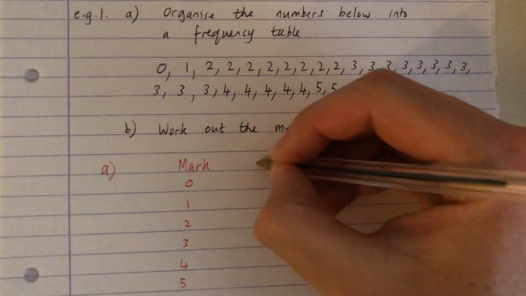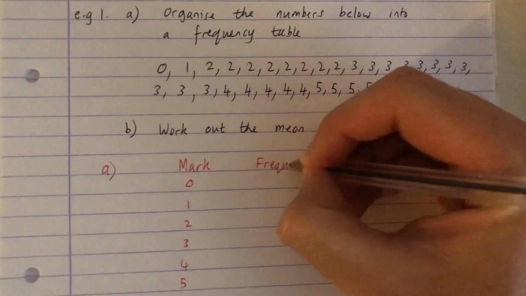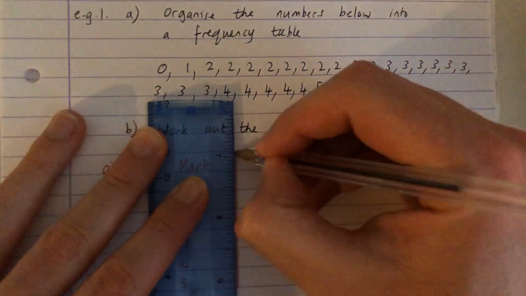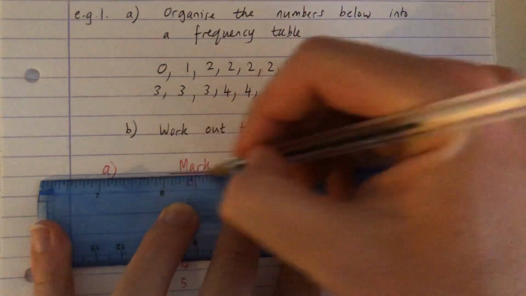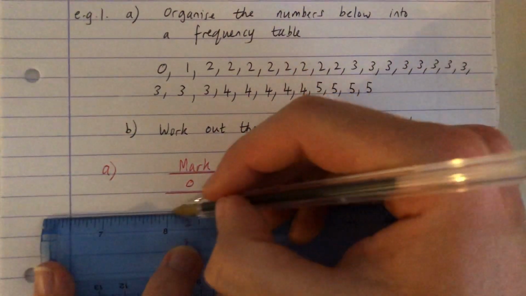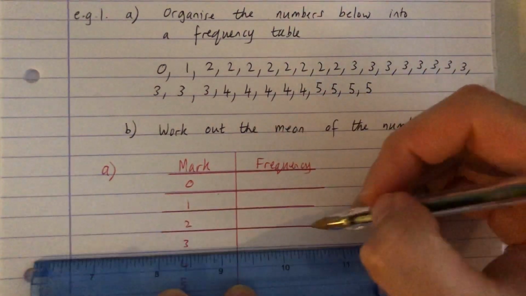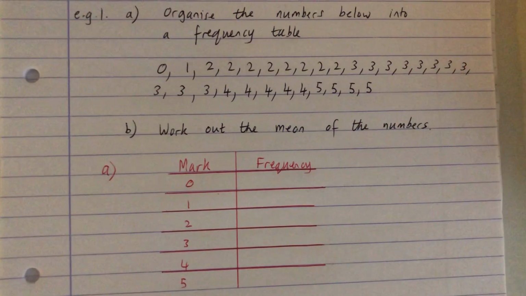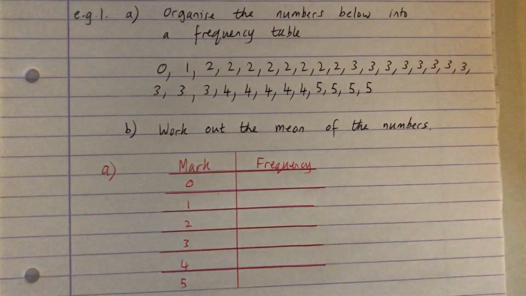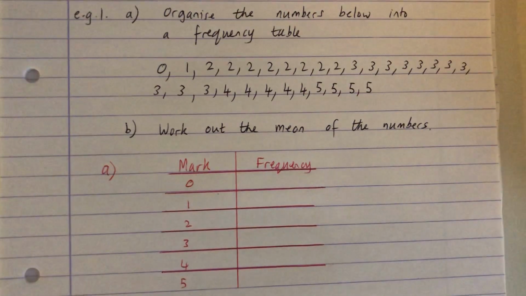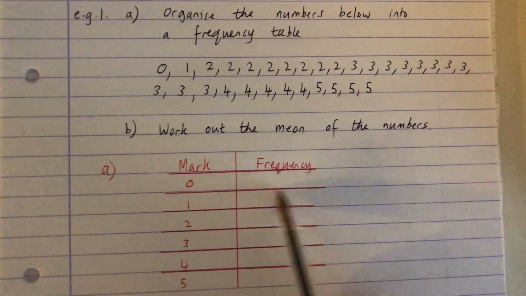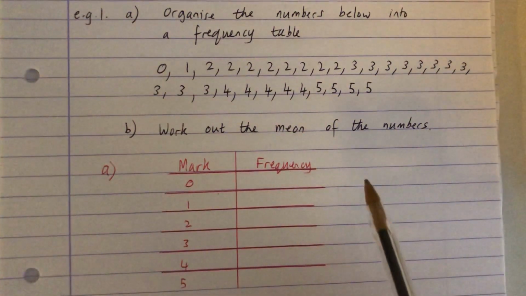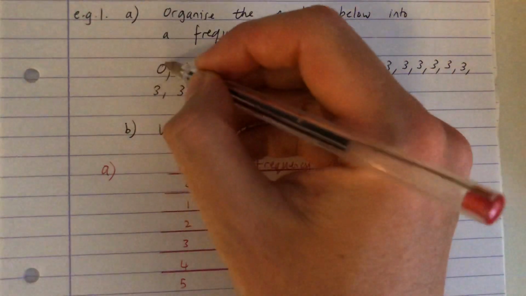The second column is the word frequency. Okay, and then I just make this look like a table, like the following. And then I fill in this column. So this is actually asking me, frequency means how many. So this first row is how many people had 0 marks. So in that list above, how many people had 0 marks? 1 person.